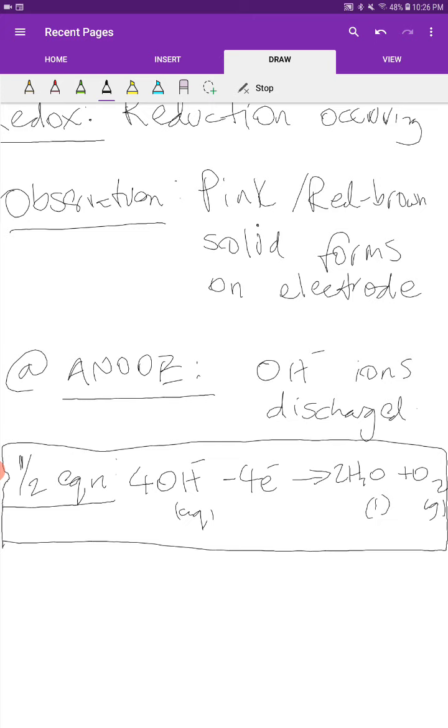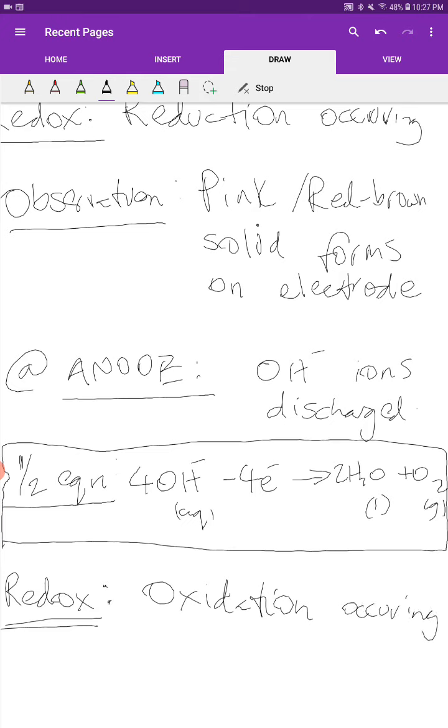Alright? Now, since you see the hydroxide ions losing electrons, and you're losing because you're seeing a minus there, you know that the redox process is going to be oxidation. So if reduction is taking place at the cathode, oxidation has to be occurring at the anode. Alright? So that's your redox process. And what are you going to be seeing?